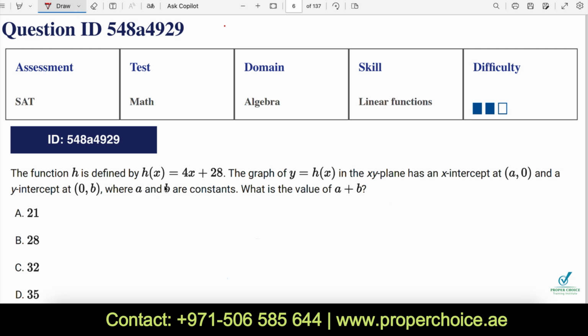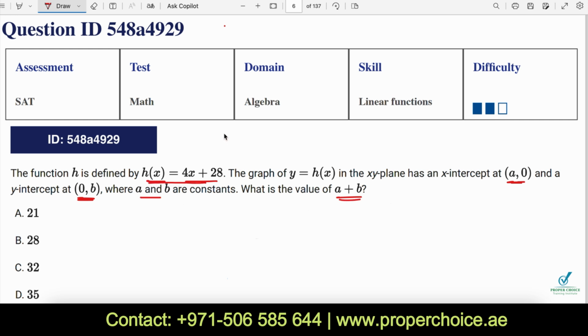The function h is defined by h of x equal to 4x plus 28. The graph of y equal to h of x in the xy plane has x-intercept at a comma 0 and y-intercept at 0 comma b, where a and b are constants. What is the value of a plus b? They are saying that this is the equation of a straight line.